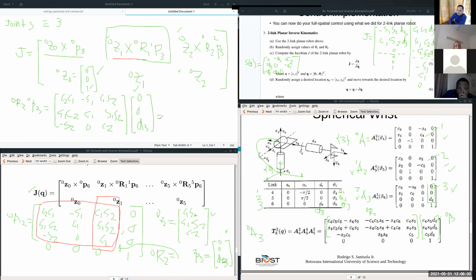Okay, so now the result of this will be a vector. So here that is C1 S2 D3. Next, 0 plus 0 plus this one, S1 S2 D3. Next, 0 plus 0 plus this one, C2 D3. Okay, so now we are ready to do the cross multiplication.